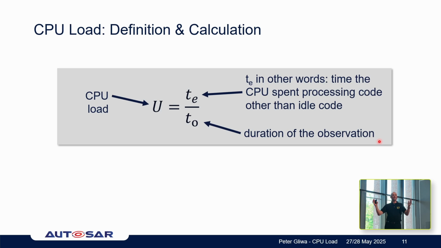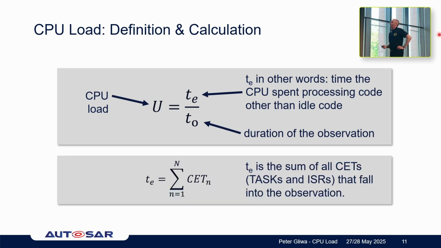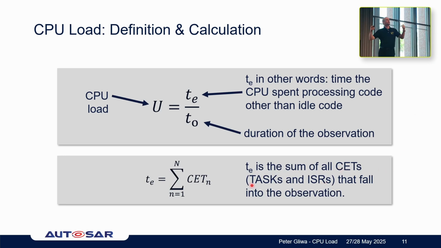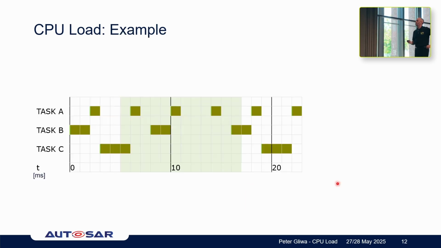Okay? And what we then do is we check inside this observation window how much time was spent executing something else than the idle code. So we sum up the time the CPU was actually executing some productive code, some sensible stuff, right? You could also say we sum up the core execution times that fall into that observation window, right? Pretty straightforward, pretty simple. I'll give you one example here.